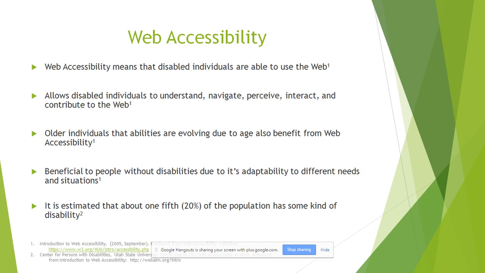All right. Today we're going to talk to you about web accessibility. Web accessibility means that disabled individuals are able to experience and use the web. They're able to understand it, navigate within it, perceive it, interact with it, and maybe most importantly, contribute to the web. Web accessibility benefits the aging population whose abilities may be evolving along with their age. It even benefits people without disabilities due to its ability to adapt to different needs and situations. This is very important because about 20% of the population has some kind of disability.